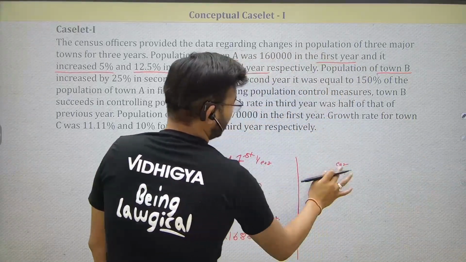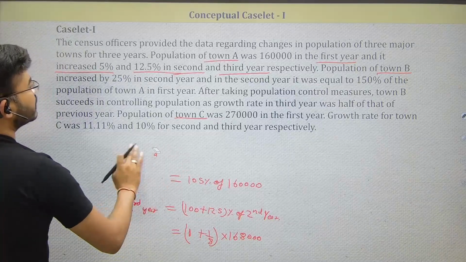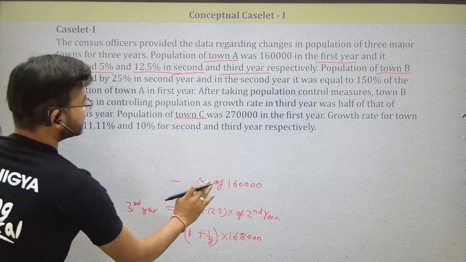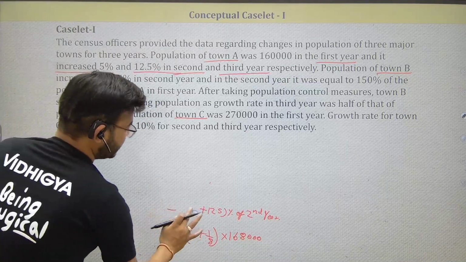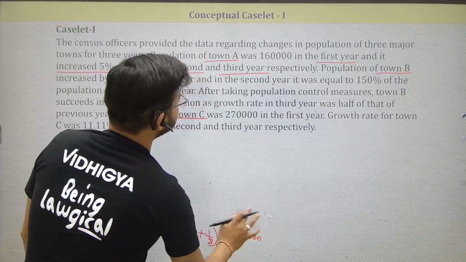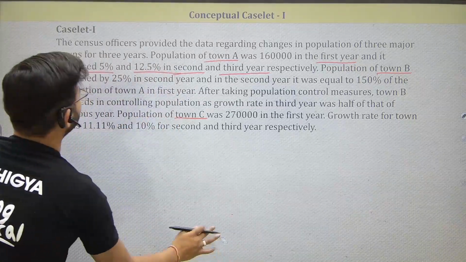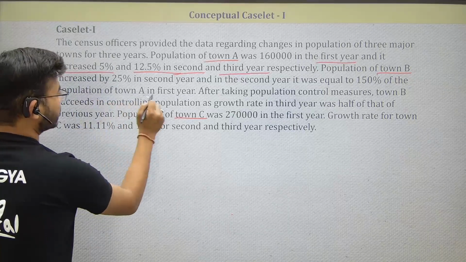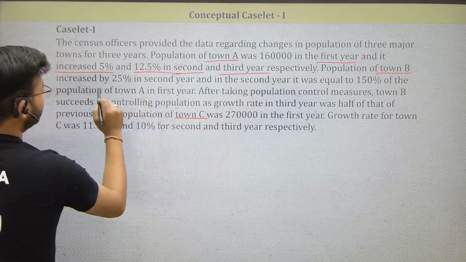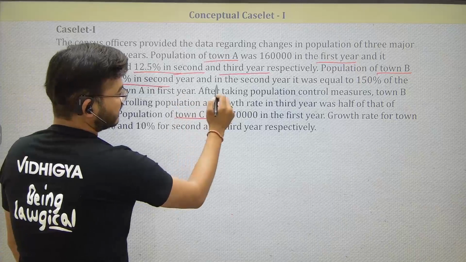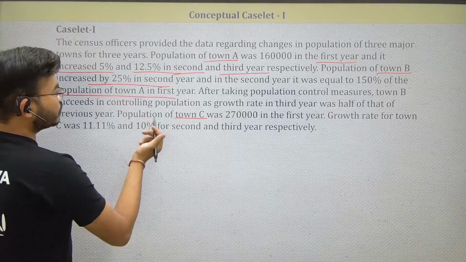Similarly, now we are given information with regards to town B. The population of town B increased by 25% in the second year, and in the second year it was equal to 150% of the population of town A in the first year. Again, we don't know the population of the first year.